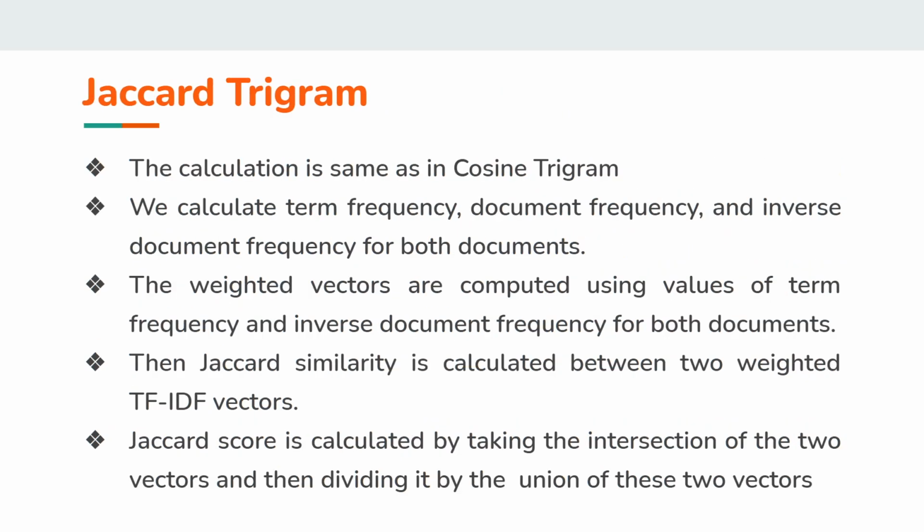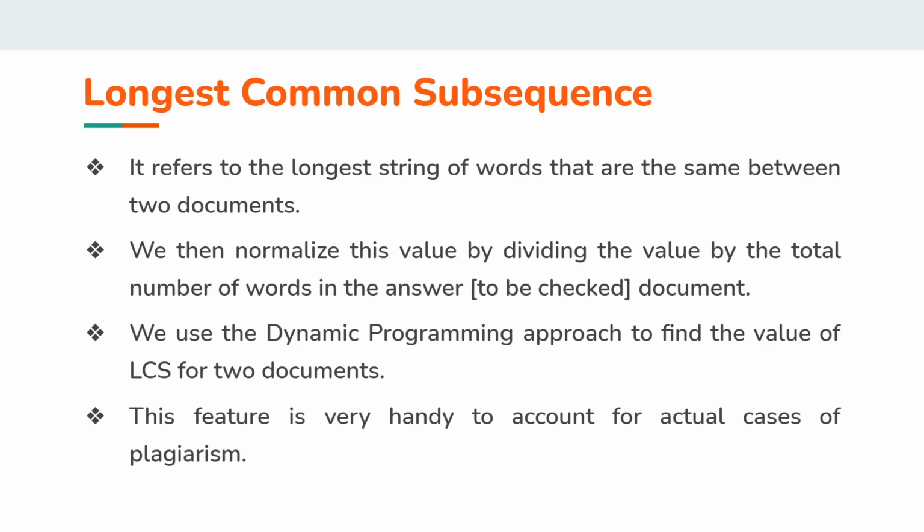Check out the diagram. The calculation is the same as the cosine diagram. We first calculate the term frequency, document frequency, and inverse document frequency for all the documents, and the weighted vectors are computed using the values of term frequency and inverse document frequency for both the vectors. The Jaccard score is calculated between two weighted TF-IDF vectors, by taking the intersection of the two vectors and dividing it by the union of those two vectors.